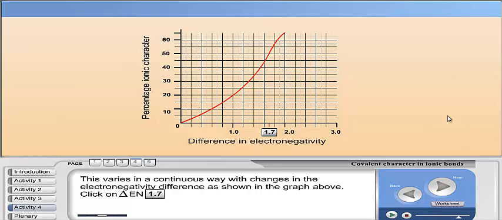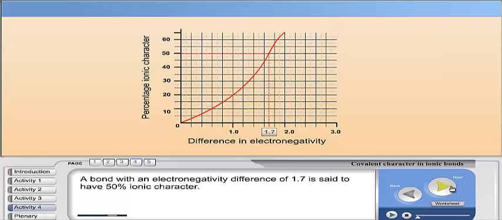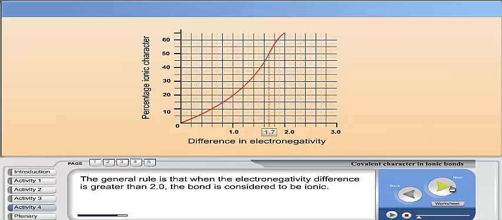Click on delta En 1.7 button. A bond with an electronegativity difference of 1.7 is said to have 50% ionic character. The general rule is that when the electronegativity difference is greater than 2.0, the bond is considered to be ionic.